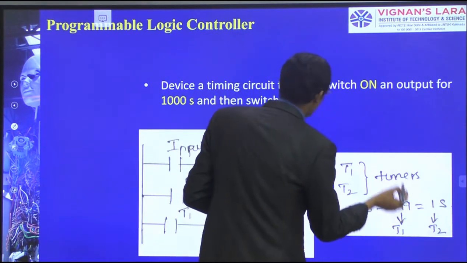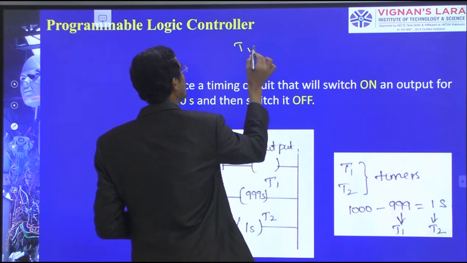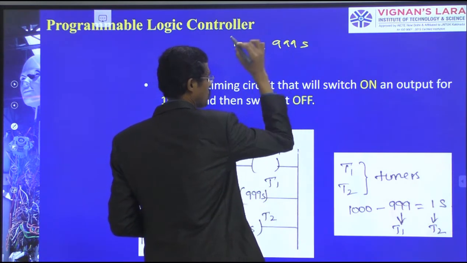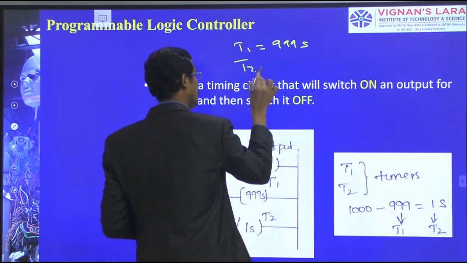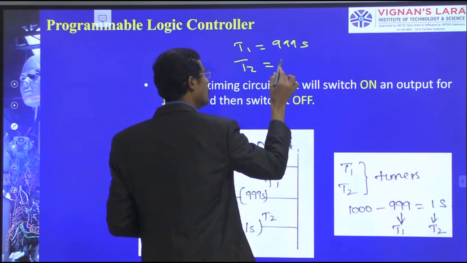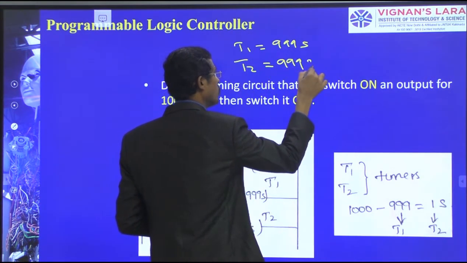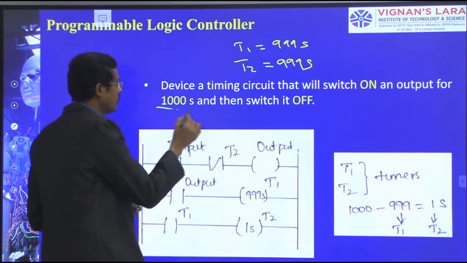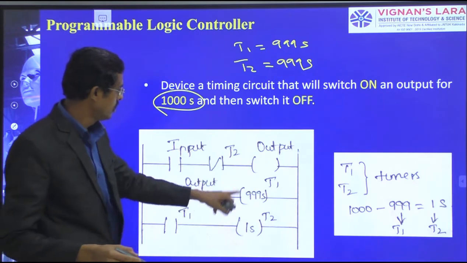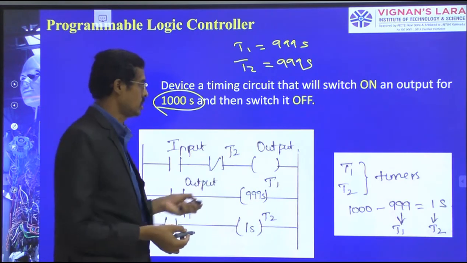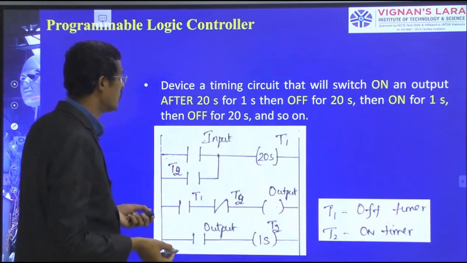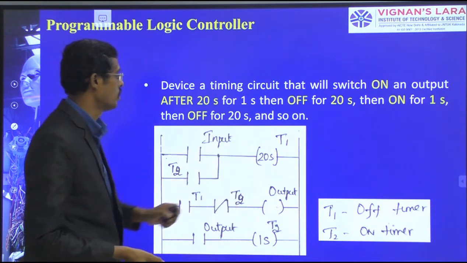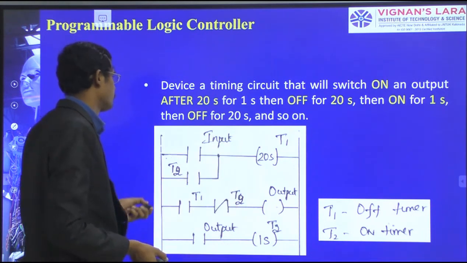Here the timer we have mentioned, T1, can operate up to 999 seconds only, and then we can take one more timer which can operate up to another 999 seconds. Accordingly, if they have given 1000, we have taken 2 timers. So that's how we can do the programs. So this is about after 20 seconds it should turn on. Likewise we have C.